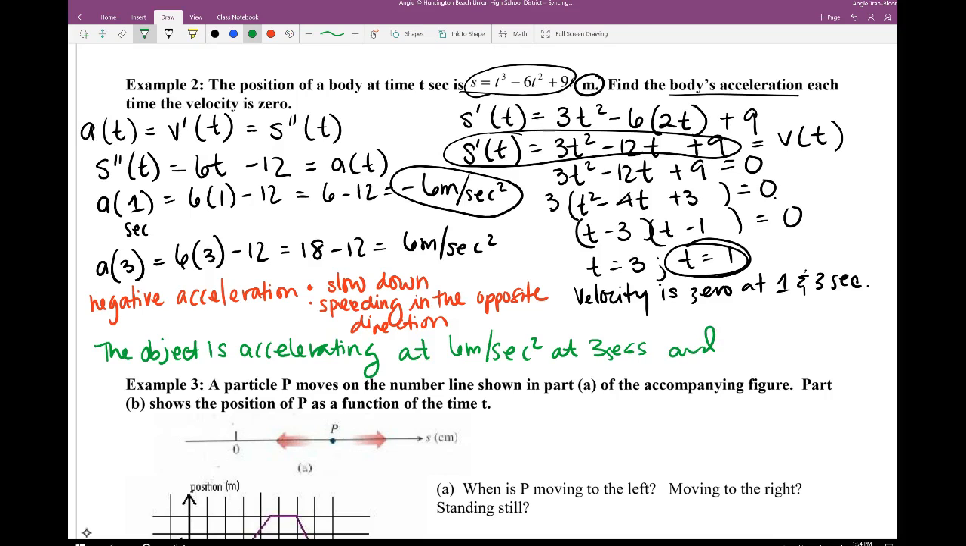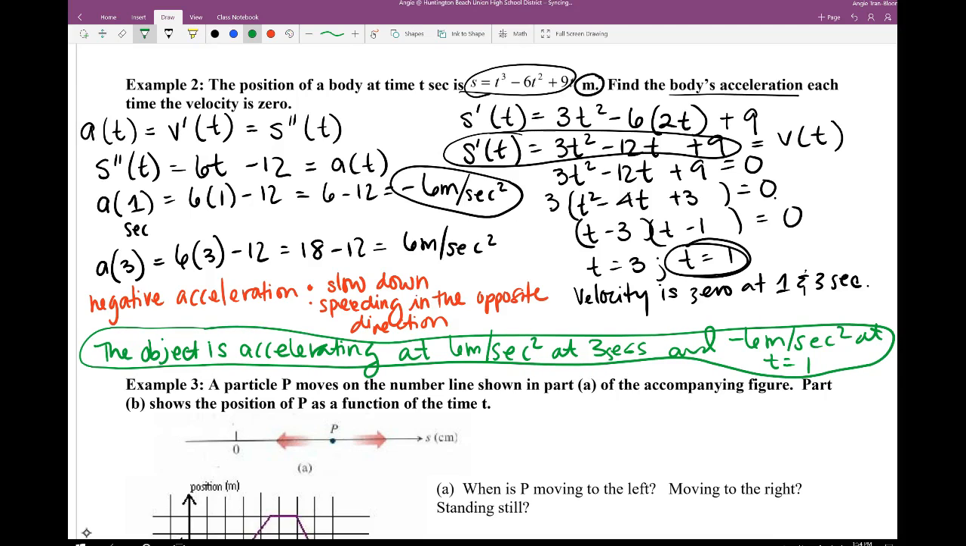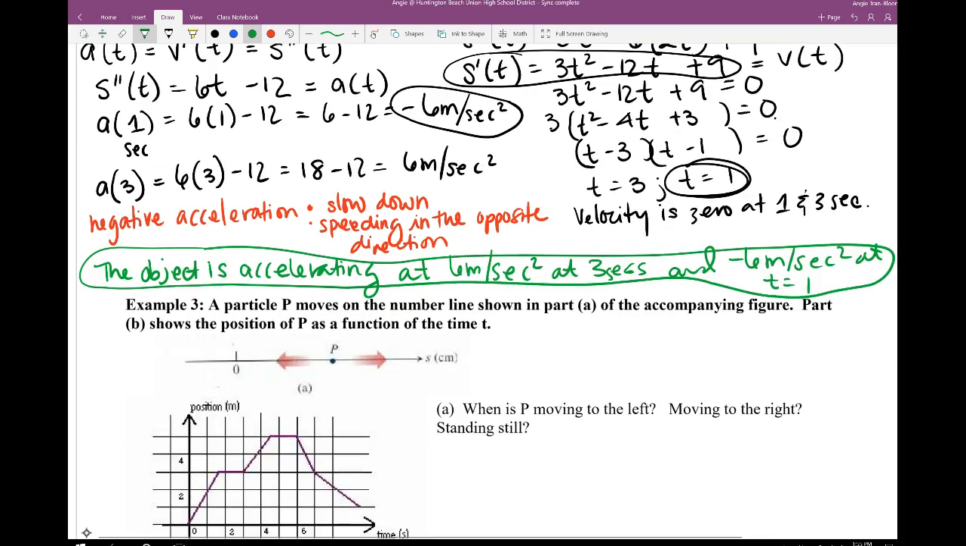Okay, and negative 6 meters per second squared at t equals 1. There's just a lot of "at" in there, so that sounds really confusing. So I'm going to read that one more time to see if it makes sense. The object is accelerating at 6 meters per second squared at 3 seconds, and negative 6 meters per second squared at t equals 1. Okay, so that sounds okay.